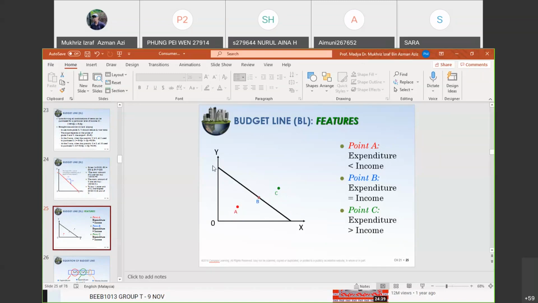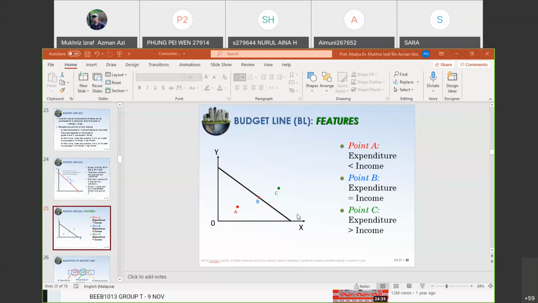B is any point along your budget line, which means that you are spending all of your money to buy some X and some Y. For example, at this point here, it's clear that you are spending all of your money on Y and zero on X. The same thing here: if you are at this point, you are spending all of your money on X and zero on Y. Any combination along the line means you are spending some of your money on X and some on Y. Here you are spending more on X, less on Y. Here you are spending more on Y and less on X. So you get the point here.